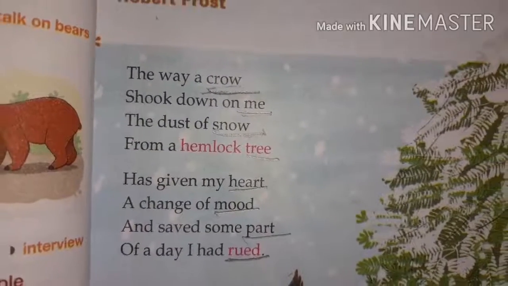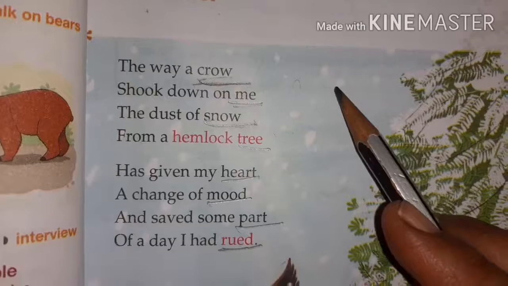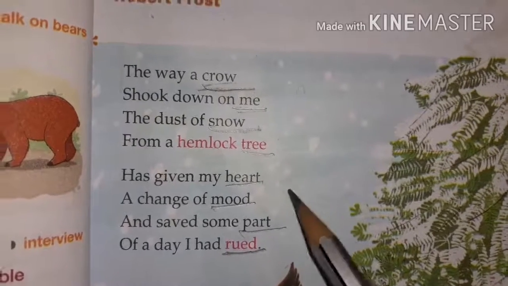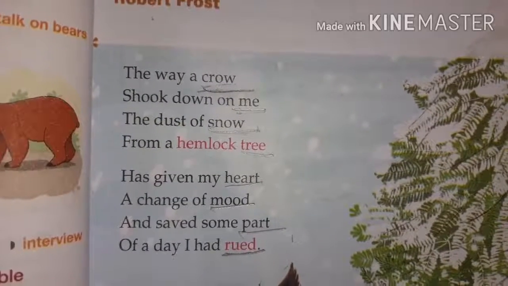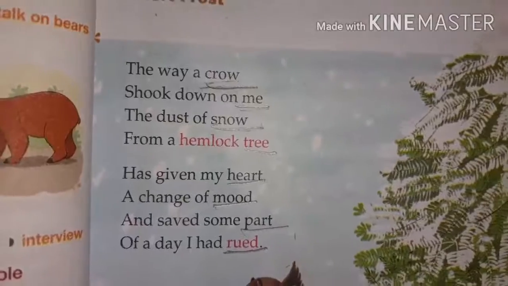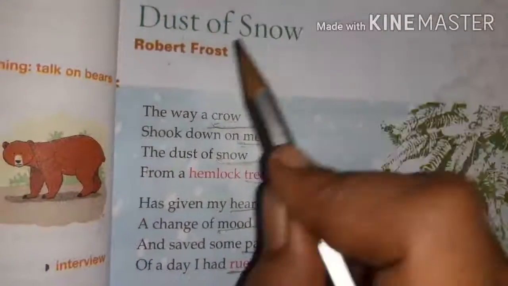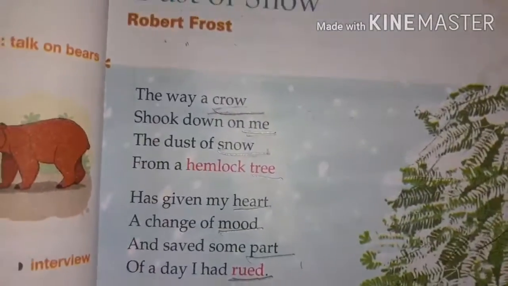Okay, so your assignment is to learn this poem and write it two times in your rough note, with the title of the poem and also the poet's name.